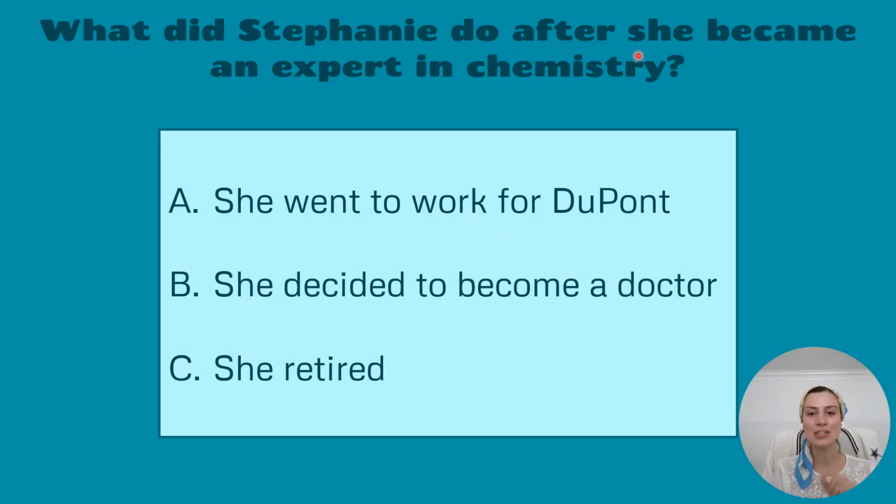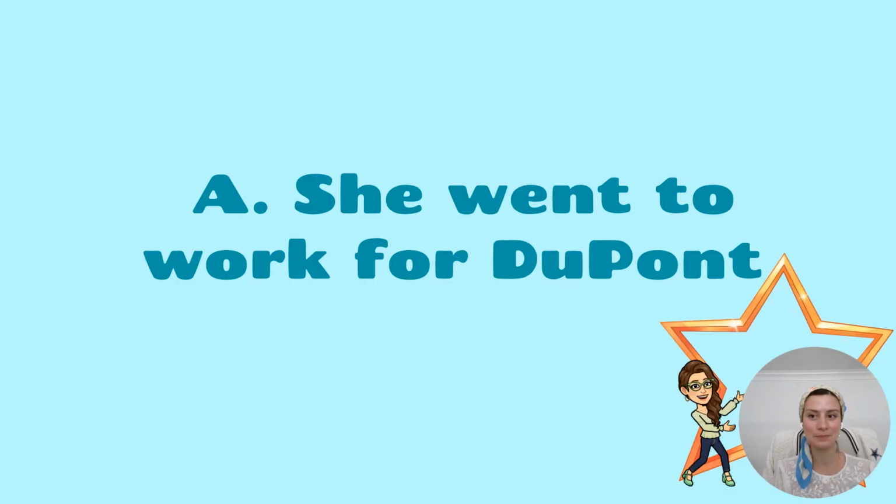What did Stephanie do after she became an expert in chemistry? A, she went to work for DuPont. B, she decided to become a doctor. Or C, she retired. So think about what happened next. What did Stephanie do after she became an expert in chemistry? A, she went to work for DuPont. B, she decided to become a doctor. Or C, she retired. The answer is A, she went to work for DuPont.